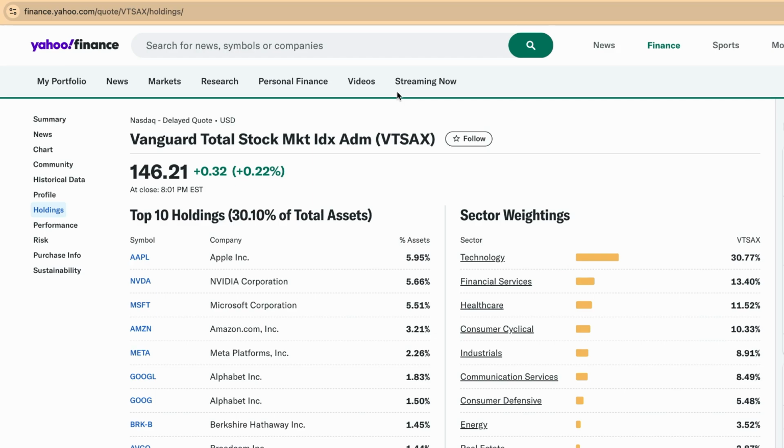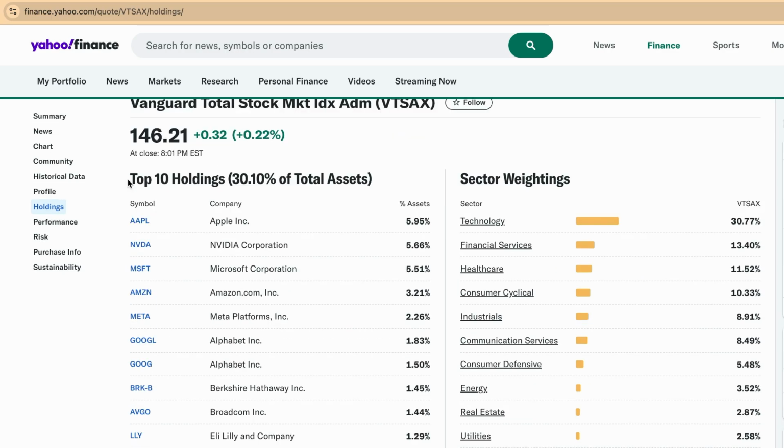Now, I mentioned that index funds normally invest across all US securities that are available for investment, but it does skew a little bit to certain holdings and a little bit into certain sector weightings. This is an overview of the top holdings of VTSAX. 30% of its total assets are in Apple, Nvidia, Microsoft, Amazon, Meta, Alphabet, the other Alphabet, Berkshire, Broadcom, Eli Lilly. So you will notice that it leans heavily into technology and financial services. So if these two experience some kind of volatility, you will see that as well.